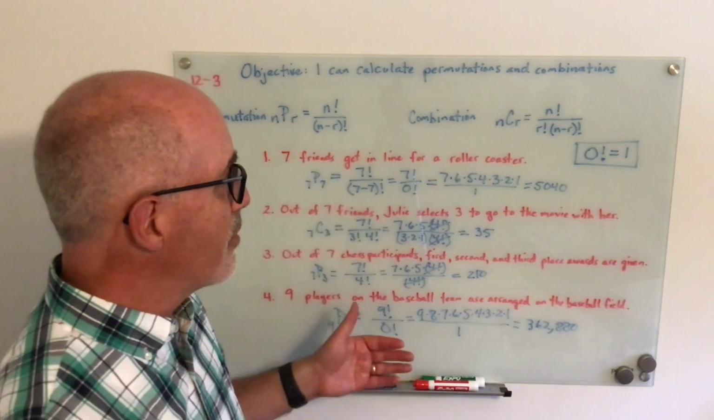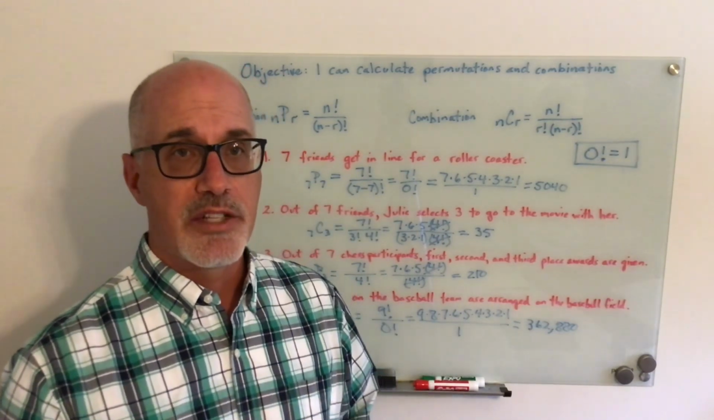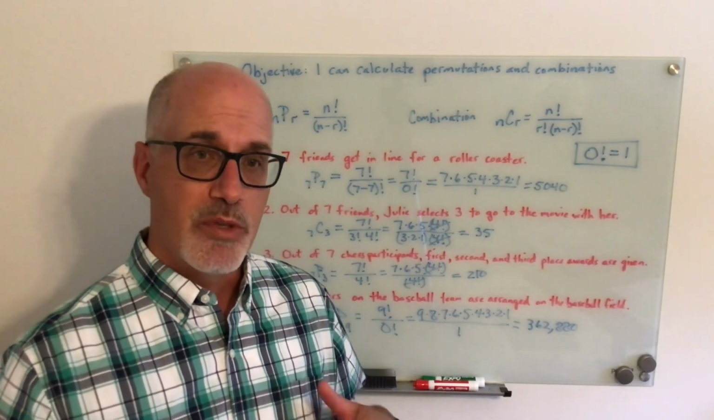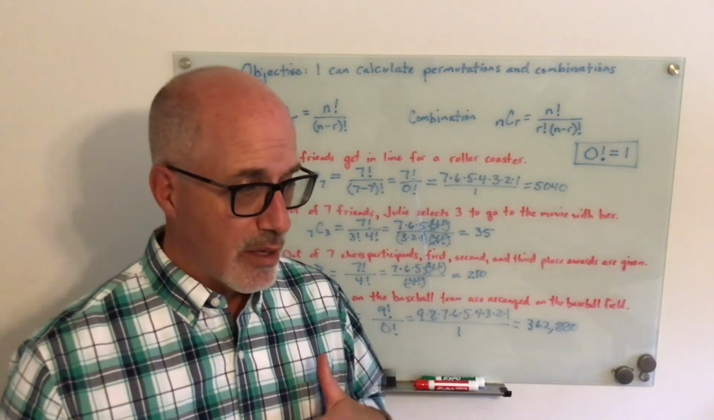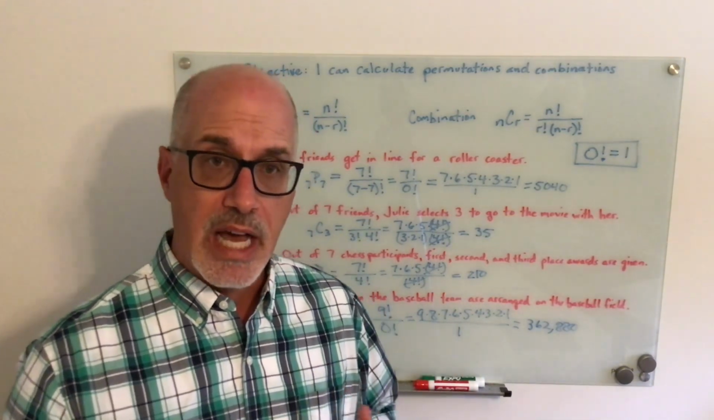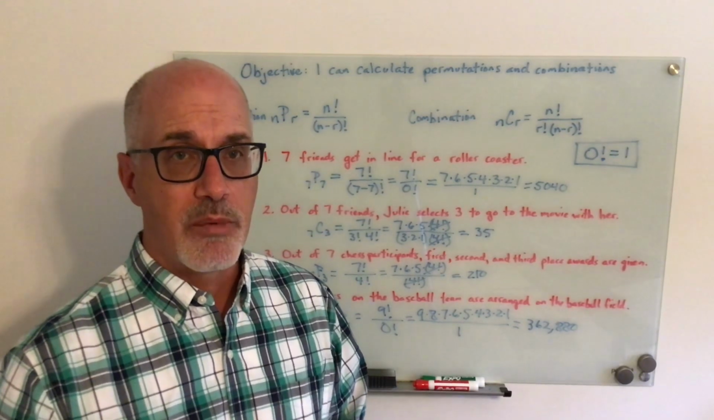So these are examples of permutations and combinations. This lesson, 12-3, is designed to help you know how many ways there are to either put groups into order or not into an order. And then later on, we'll be able to use those as part of our probabilities.